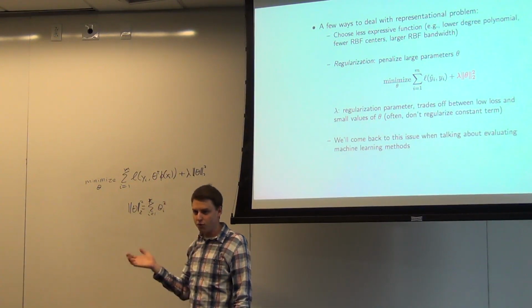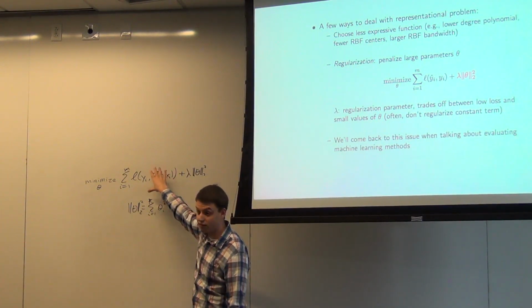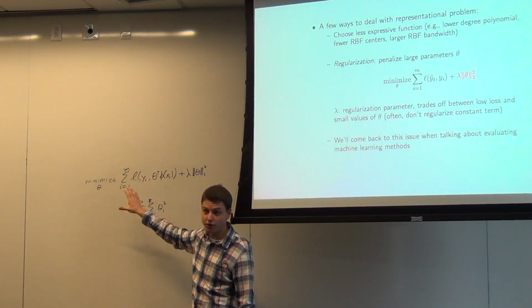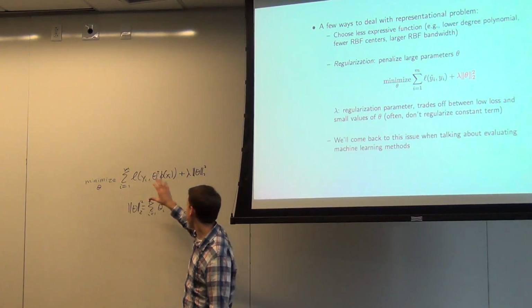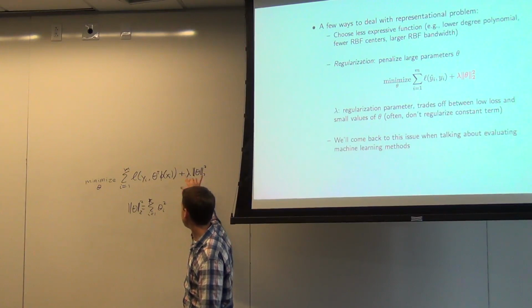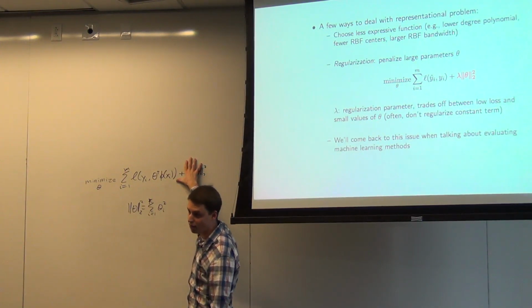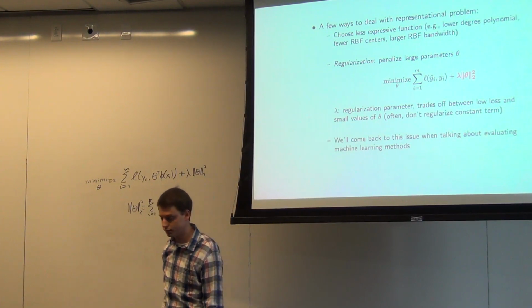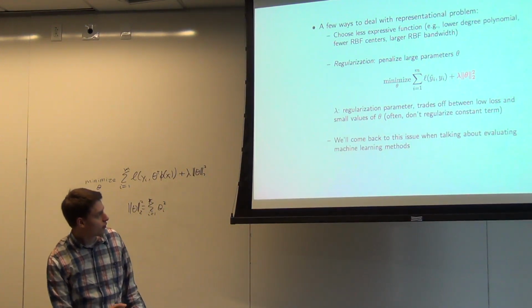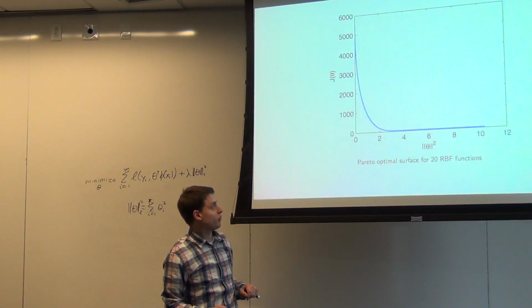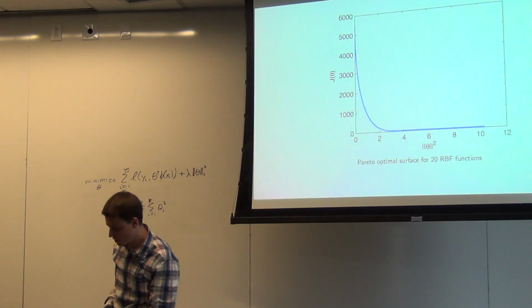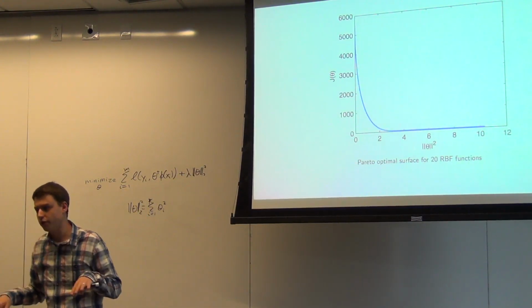So you kind of trade off between two extremes. The one extreme is you always predict 0, and you suffer whatever loss you suffer. And the other extreme is you just go with the normal solution you had before, and you maybe have very big weights. And again, we'll come back to this when we talk about evaluating machine learning methods. But one way to visualize this is with what's called a Pareto optimal curve.